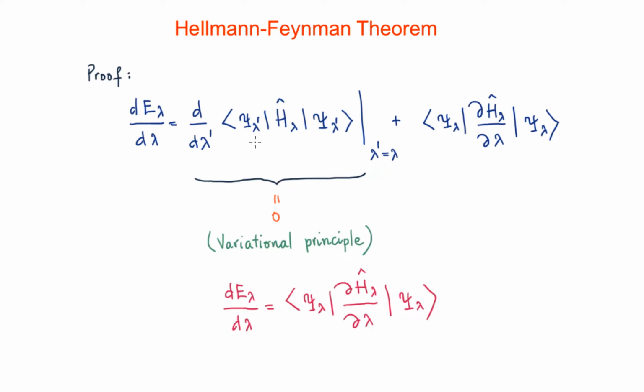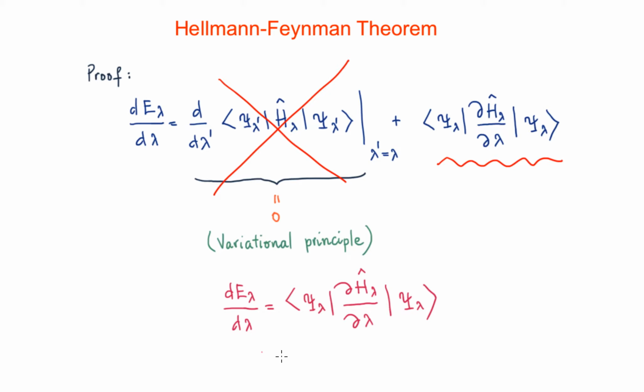So as this ψ_λ is a variational solution considering that Hamiltonian, we have that the lambda prime derivative of this term should be 0 because of the variational principle. So there is no such contribution on the lambda derivative of the energy. The only remaining one is this one, and this is actually the Hellmann-Feynman theorem we have here.